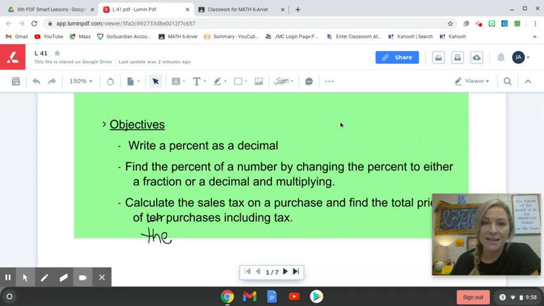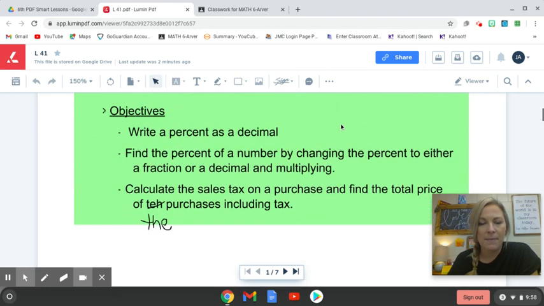Number one, write a percent as a decimal. Two, find the percent of a number by changing the percent to either a fraction or a decimal and then multiplying. And then the last one is to calculate the sales tax on a purchase to find the total price of the purchase, including tax. So, right there, super important real life math skill.